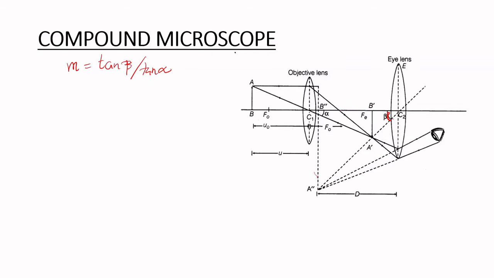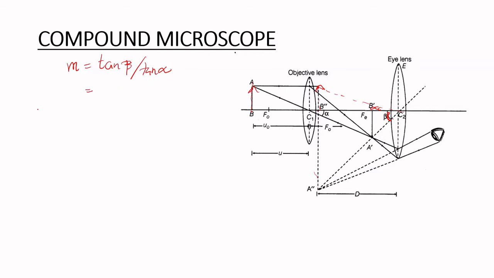Now we have to find tan alpha also. Alpha is the angle subtended by the object at the eye. So you see this is the object, AB is the object here. So this line over here is the same as AB. To find alpha, we will connect this to C2, because that is the angle it makes with the object. So here we can give alpha as the angle. We will find tan alpha and tan beta and substitute in the equation.